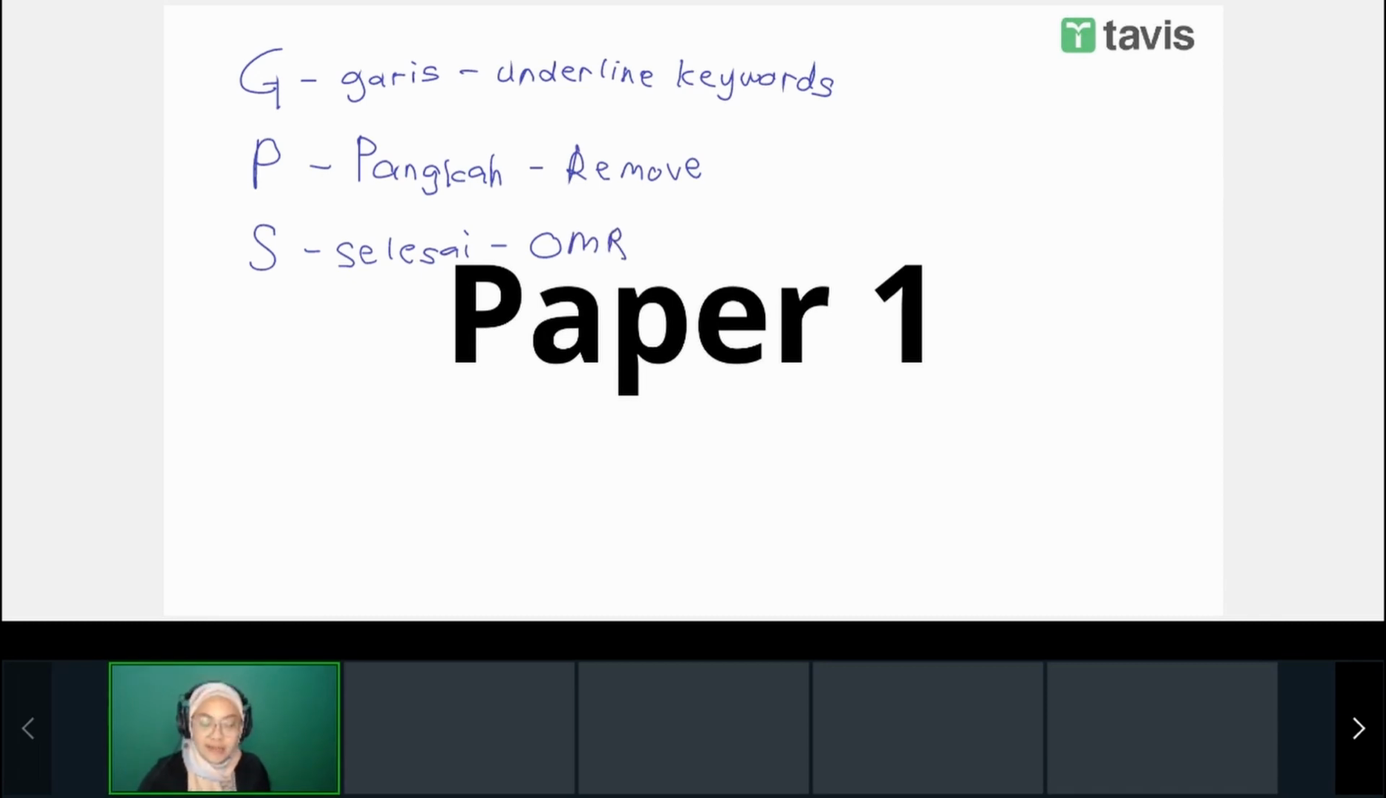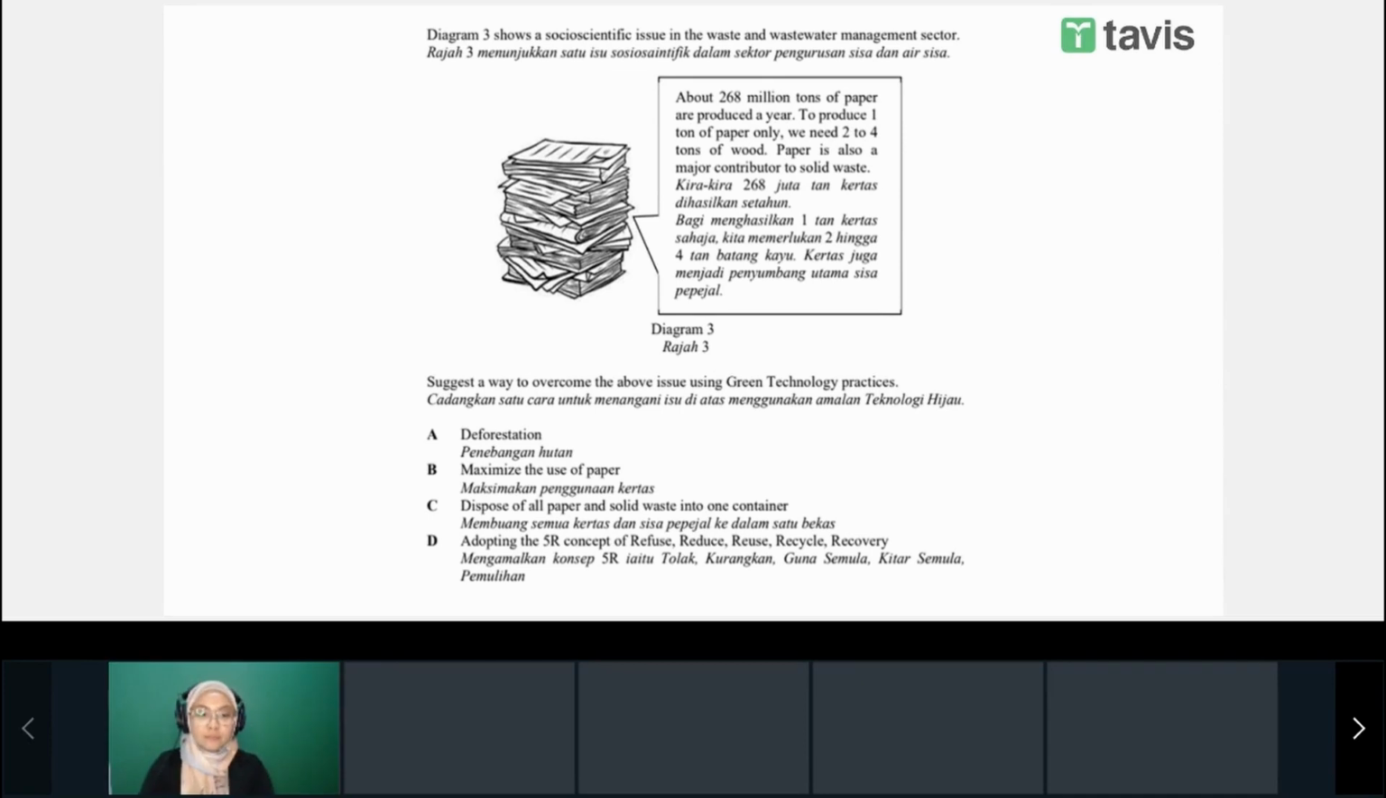Okay, let's try to apply this GPS technique in paper one. Diagram 3 shows the socio-scientific issues in the waste and wastewater management sector. What does it show in the picture in diagram 3? It is paper. About 268 million tons of paper are produced a year. To produce 1 ton of paper, we need 2 to 4 tons of wood. So paper is also a major contributor to solid waste. It told us that paper is a major contributor of solid waste.